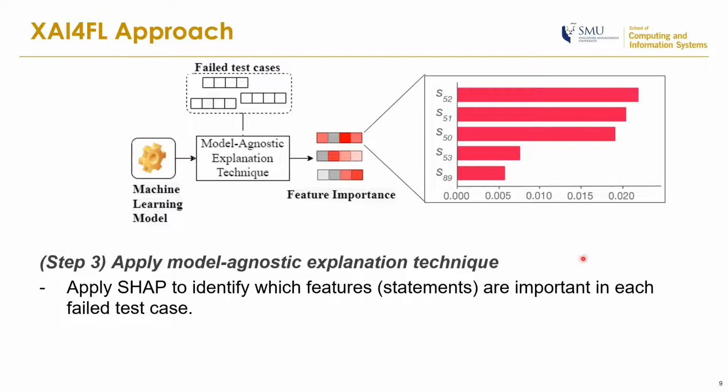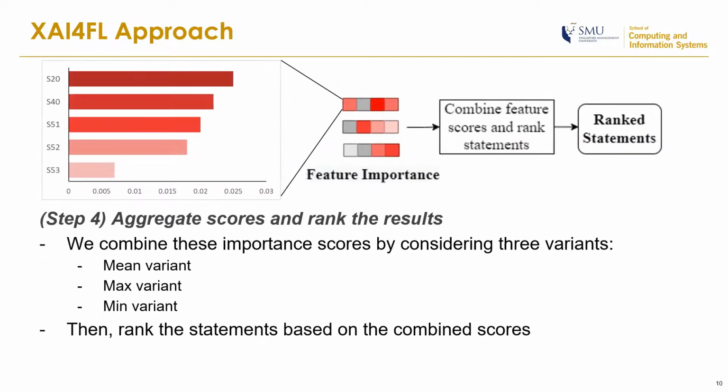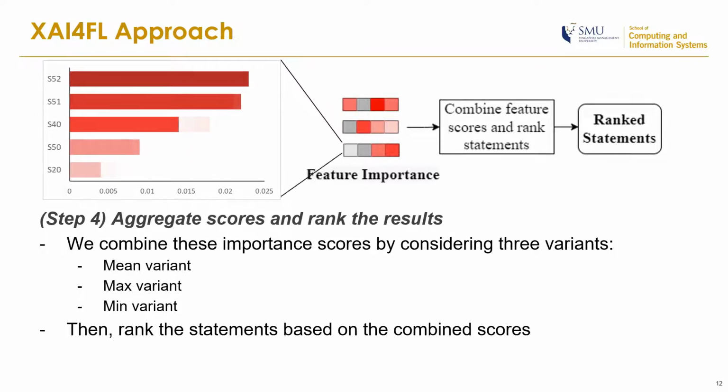We will apply XAI for every failed test case in the project, so for every failed test case we get the feature importance score. For example, here test cases 1, 2, and 3 have different feature importance scores. We combine these feature importance scores by considering 3 variants: the mean variant, where we average the statement scores from different test cases, then the max variant and the min variant. We then rank the statements based on those combined scores.